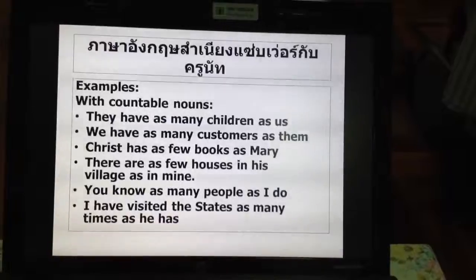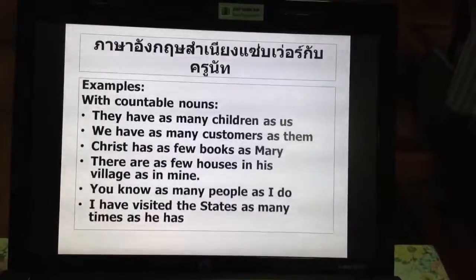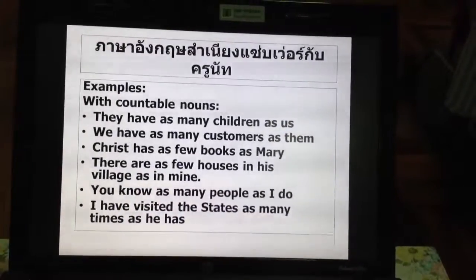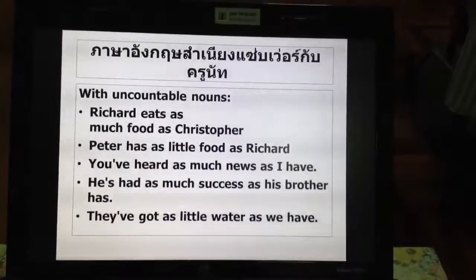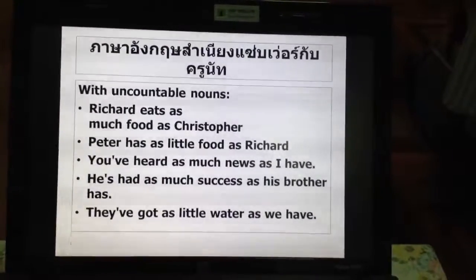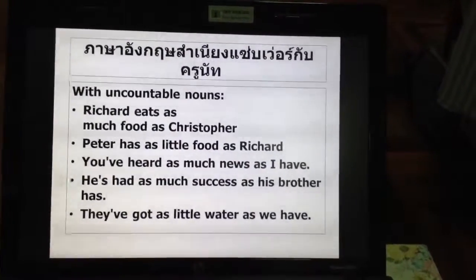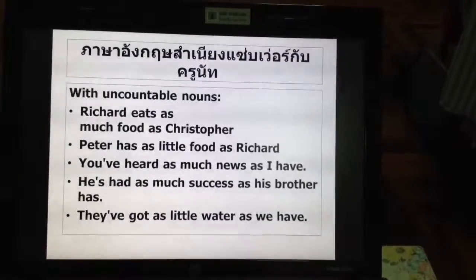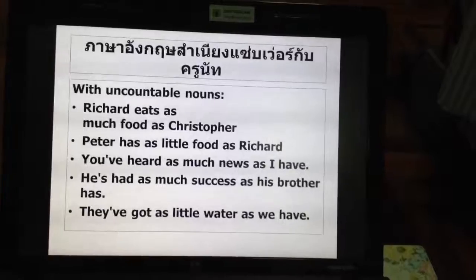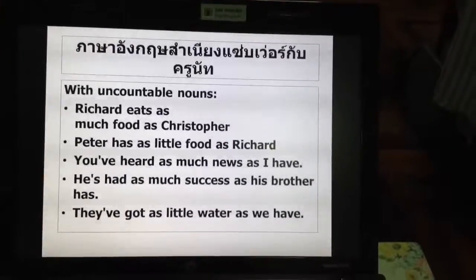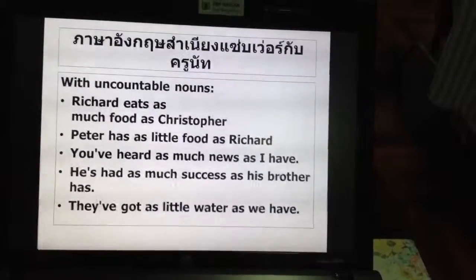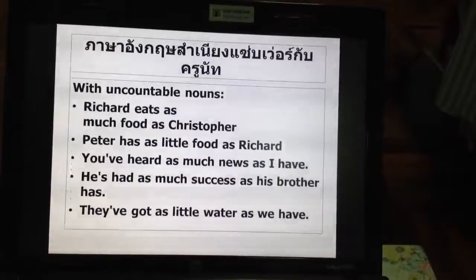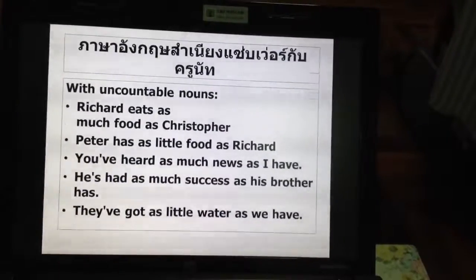You know as many people as I do. I have visited the States as many times as he has. With uncountable nouns: Richard eats as much food as Christopher. Peter has as little food as Richard. You have heard as much news as I have. He had as much success as his brother has. They've got as little water as we have.